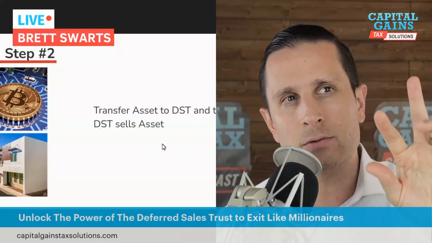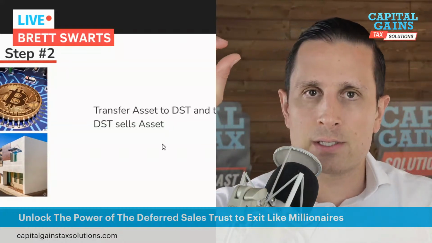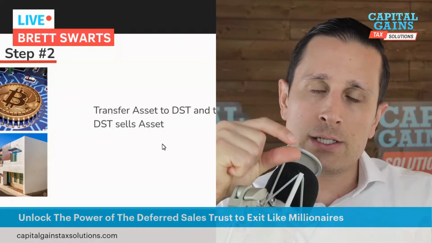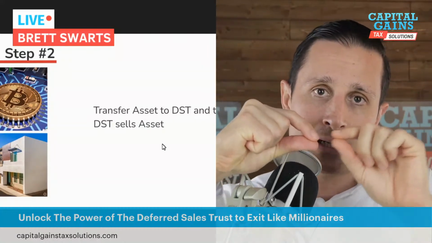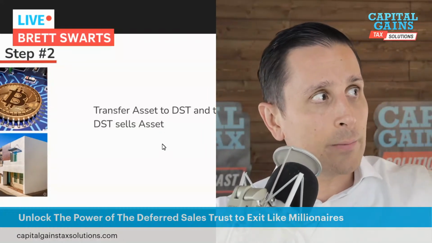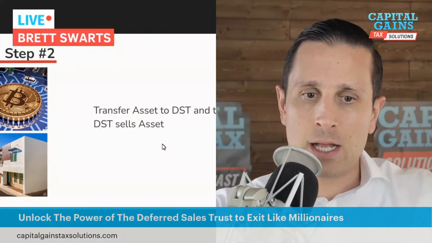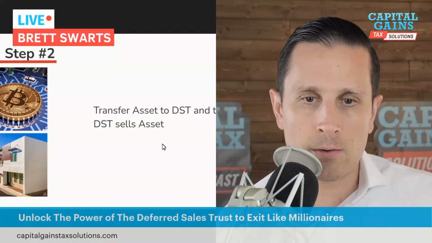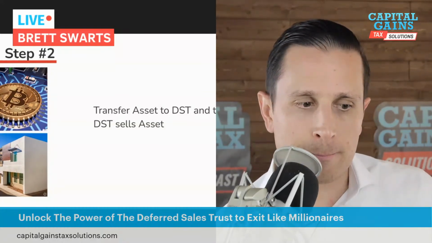So it's almost like there's two sales going on. The first sale is the seller selling to the trust, and then the trust selling to the ultimate buyer, versus a typical sale, which would be the buyer buying directly from the seller. That's the simple answer there.